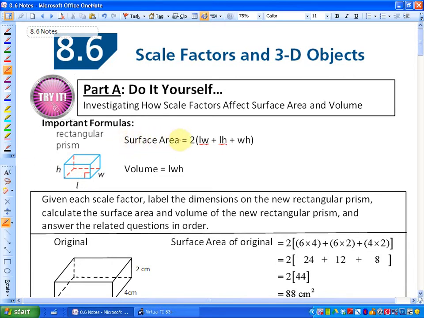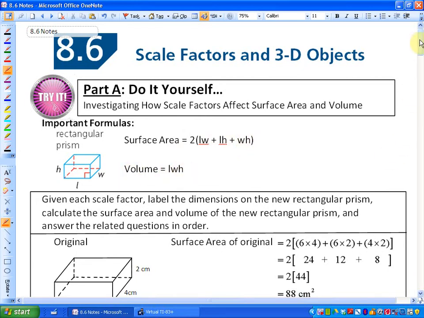Surface area of a rectangular prism is 2 times length times width plus length times height plus width times height, because there's six surfaces on a rectangular prism. The top and the bottom are the same, the left and the right are the same, and the front and the back are the same. So that's that formula there, whereas the volume is simply length times width times height.